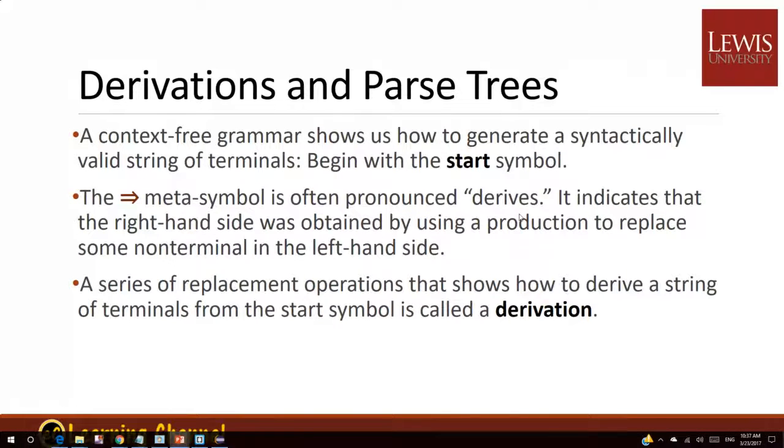Derive is different from the go-to. Go-to is expansion, and derive means to find a new rule. It indicates that the right-hand side was obtained by using a production to replace some non-terminal in the left-hand side. A series of replacement operations that shows how to derive a string of terminals from the start symbol is called derivations.